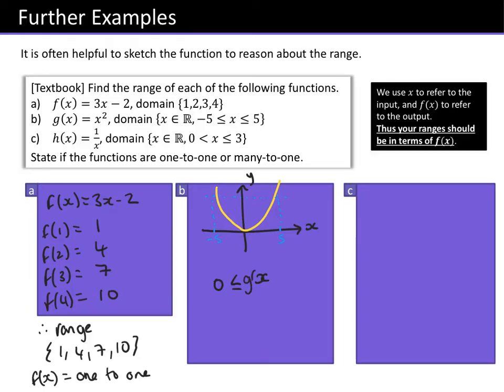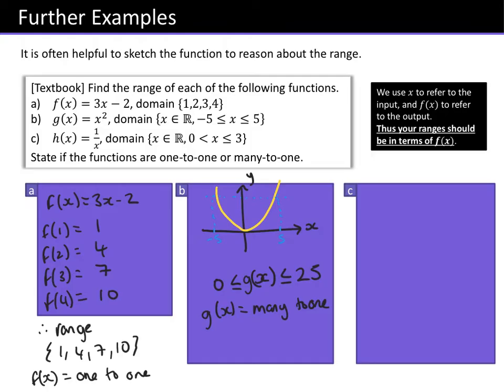g of x, because that's what our function's called, g of x, or you could put x squared if you want, which is less than or equal to, now if I input the value of 5 or -5, I know I'm going to get 25. So 25. So this is our range, okay? And because if I input 5, I get 25, and if I input -5, I get 25, this relationship is many to one. So g of x is many to one.